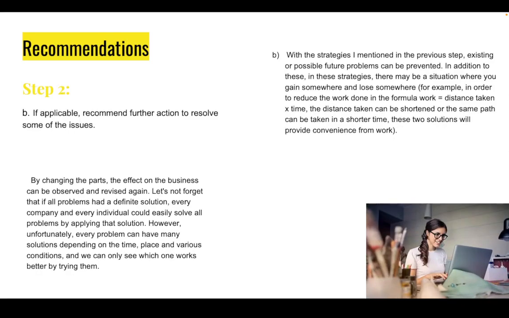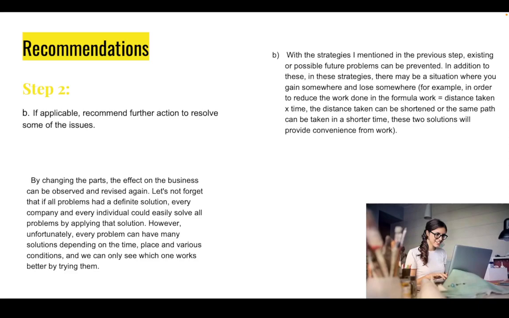Now, step 2. If applicable, recommend further action to resolve some of the issues. With the strategies I mentioned in the previous step, existing or possible future problems can be prevented. In addition to these, in these strategies, there may be situations where you gain somewhere and lose somewhere. For example, in order to reduce the work done in the formula work equals force times distance taken, the distance taken can be shortened, or the same path can be taken in a shorter time. These two solutions will provide convenience from work. By changing the parts, the effect on the business can be observed and revised again.